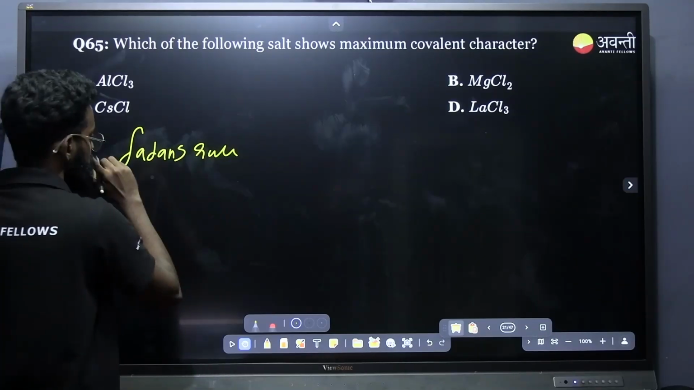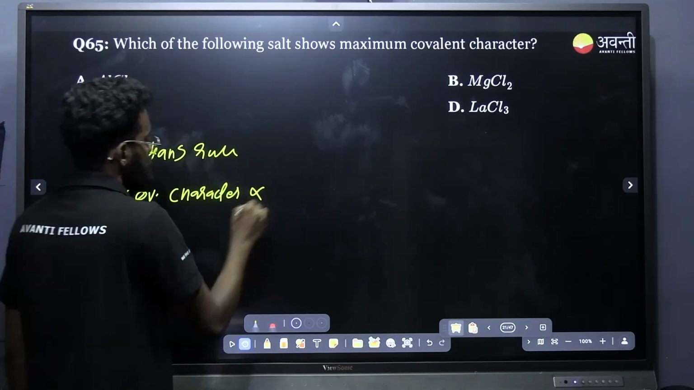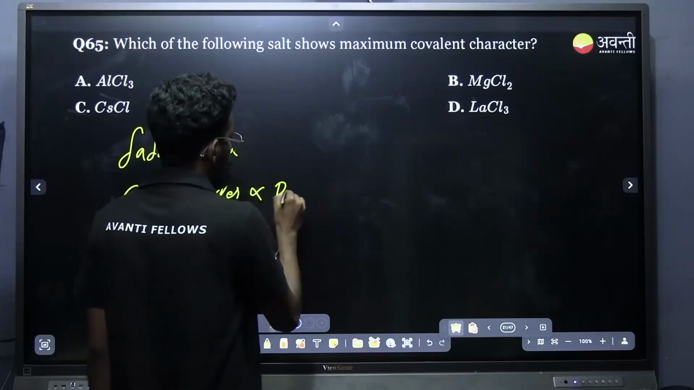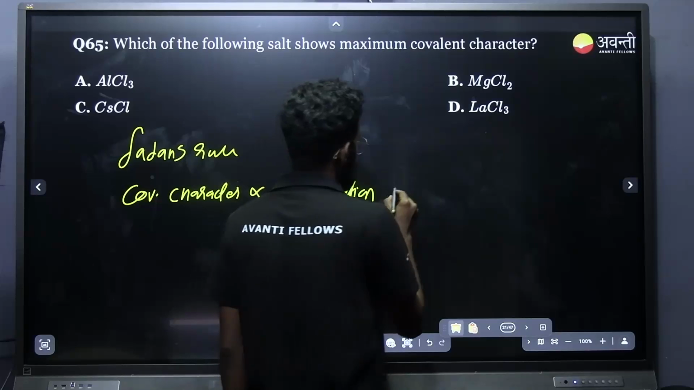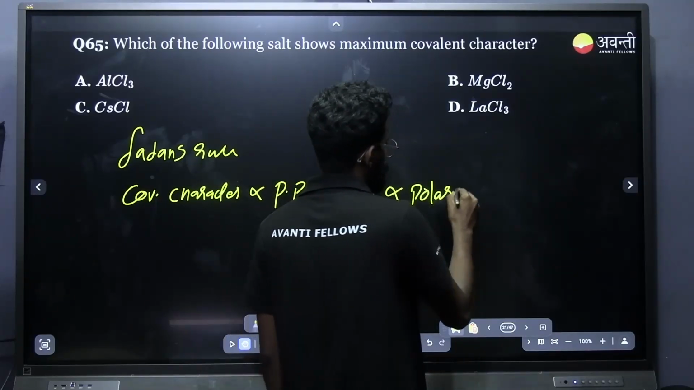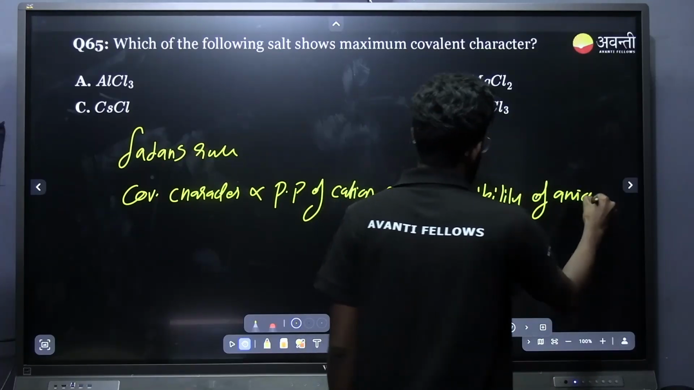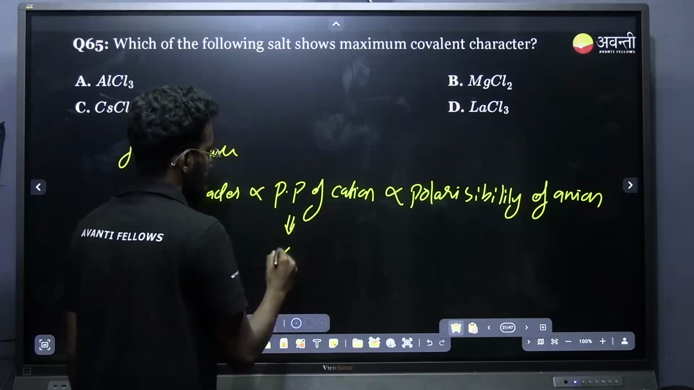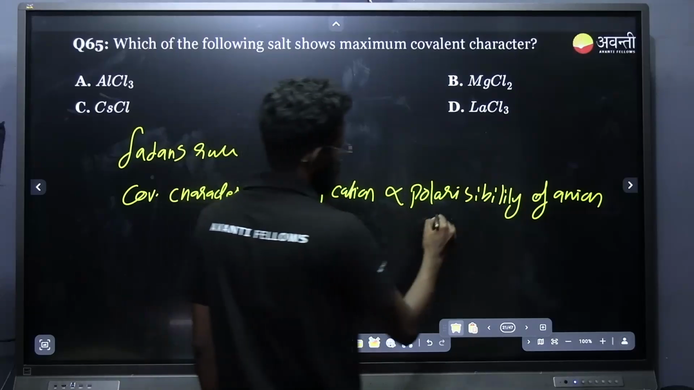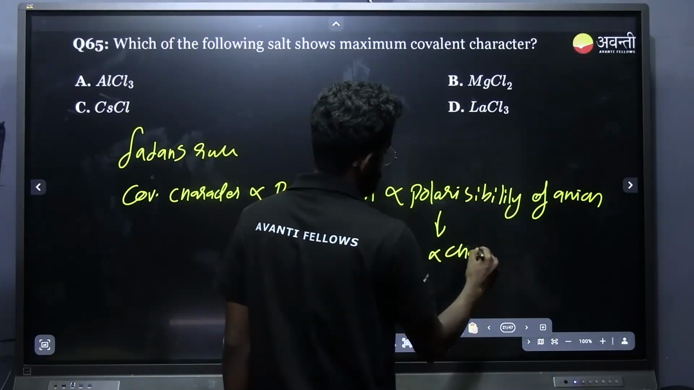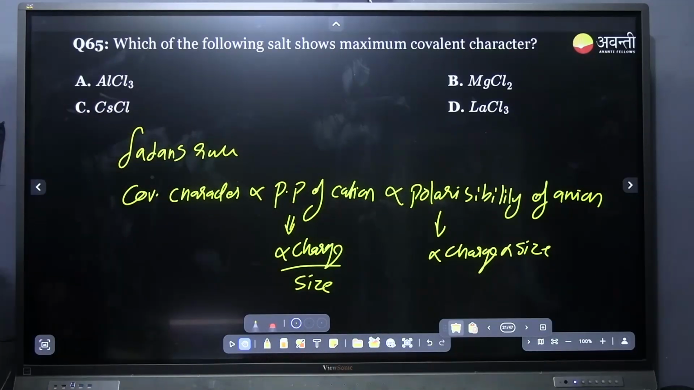Fajan's rule. According to Fajan's rule, covalent character is directly proportional to what? Polarizing power of cation and polarizability of anion. And polarizing power of cation is directly proportional to charge, inversely proportional to size. Polarizability of anion is directly proportional to charge and also directly proportional to size. Okay, this is what according to Fajan's rule.